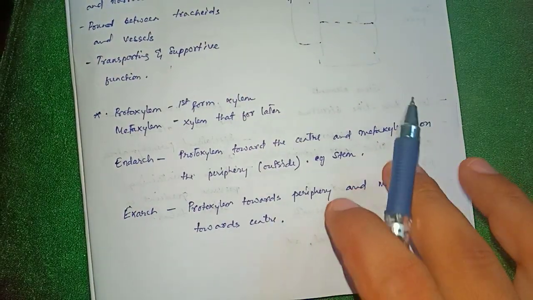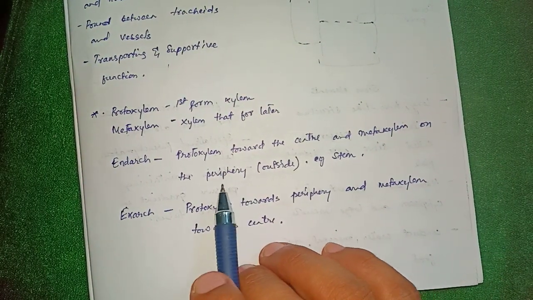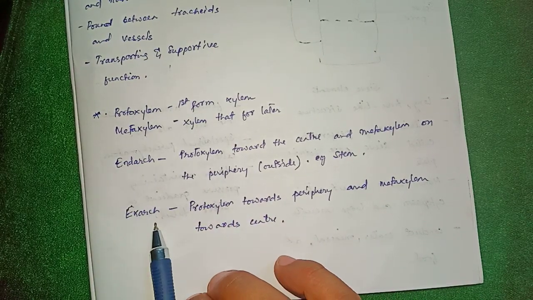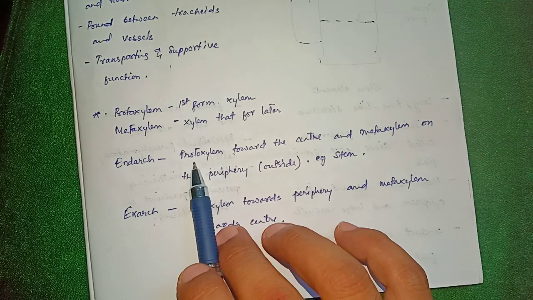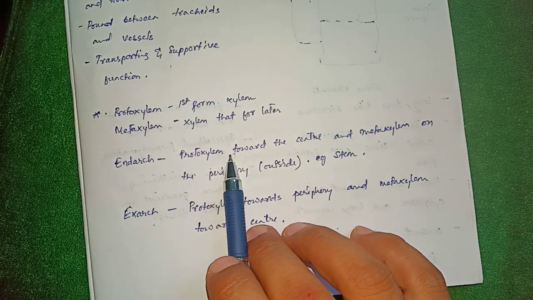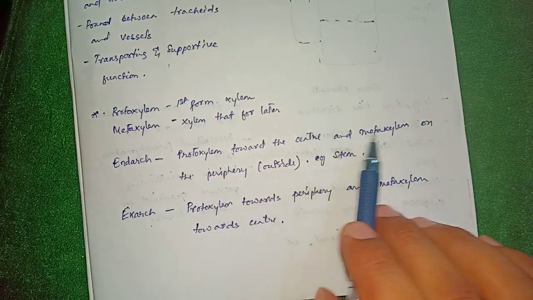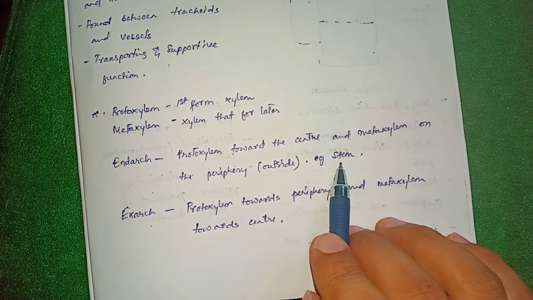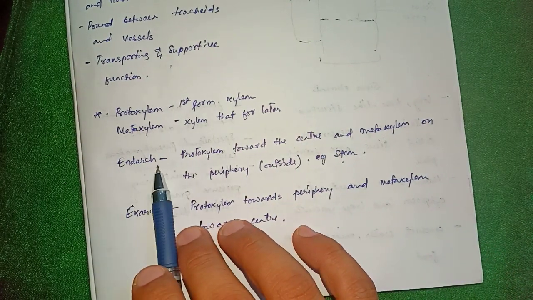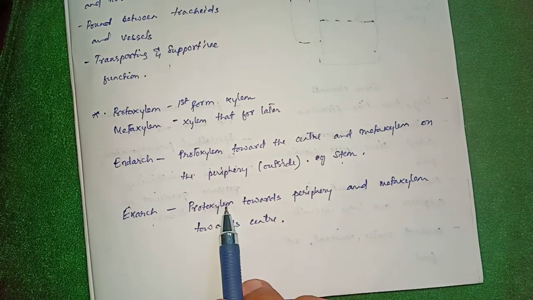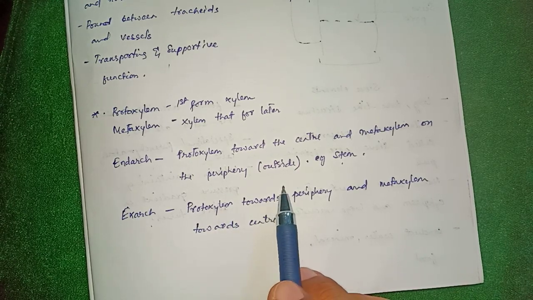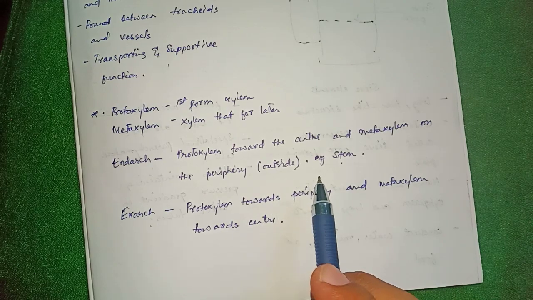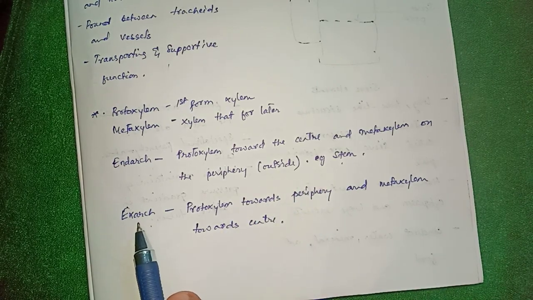Now, on the basis of their position, the xylem is of two types: endarch and exarch. If the protoxylem is found towards the center and the metaxylem is found on the periphery, as in the case of stem, this condition is called endarch. If the protoxylem, that is the first formed xylem, is found towards the periphery, that is outside, and the metaxylem is found towards the center, then that is called the exarch condition.